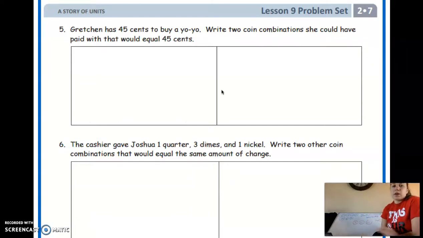Then they have, Gretchen has 45 cents to buy a yo-yo. Write 2 coin combinations she could have paid with that would equal 45 cents. So you want to do 2 different ways just like we did today. And then number 6 is the same thing. The cashier gave Joshua 1 quarter, 3 dimes, and 1 nickel. Write 2 other coin combinations that will equal the same amount.